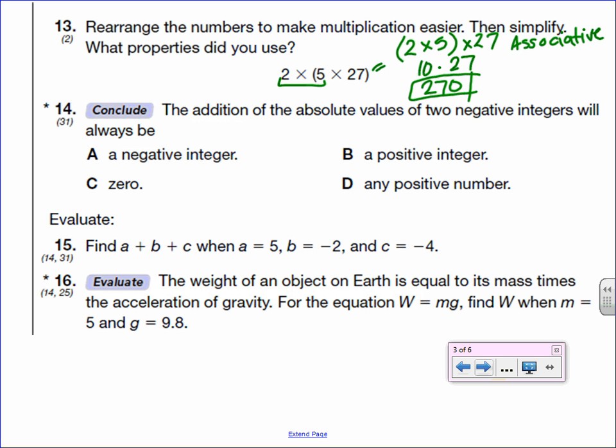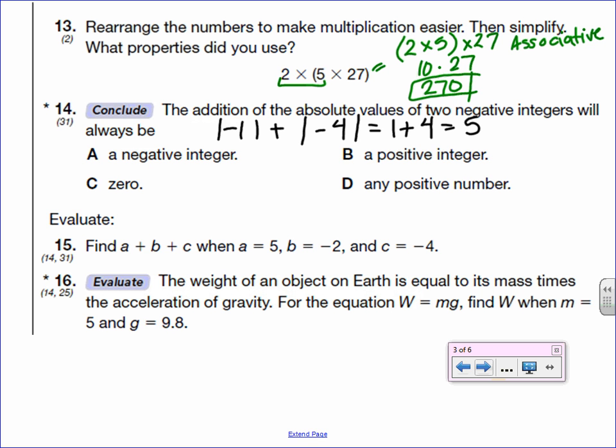The addition of the absolute values of two negative integers will always be, well, the absolute value, remember, means that it turns the number positive if it's not already. So if I'm going to add two negative absolute values, for instance, the absolute value of negative 1 plus the absolute value of negative 4, well, the absolute value of negative 1 is 1, because absolute value makes it positive, and then the absolute value of negative 4 is 4. So that's a positive number.